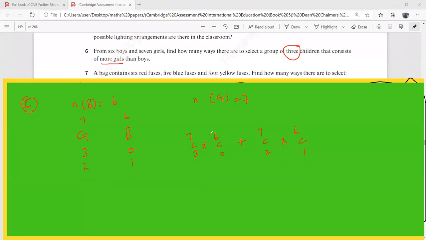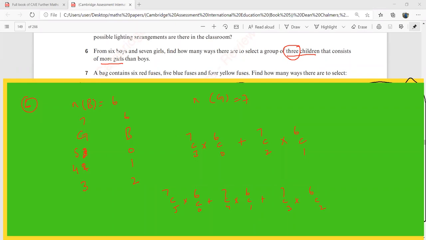Okay. Suppose the question was that we have to choose 5 children so that we have more girls. Then this could be 5 and 0. This could be 4, 1, and then there could be 3, 2 as well. Okay? That is how you could have done that. So this would be 7C5 times 6C0, 7C4 times 6C1, plus 7C3 times 6C2.